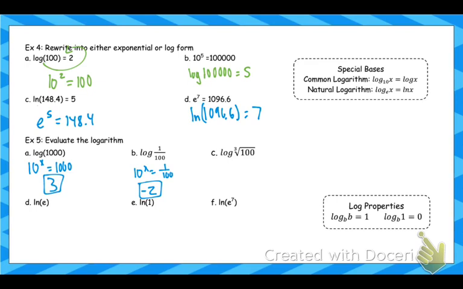Log base 10 of the cube root of 100. This is another one of those kind of tricky ones. So 10 to the something power. I'm going to rewrite this as 100 to the 1/3, because that's what cube root is. Then I'm going to rewrite 100 as 10 squared. So now x is 2/3.